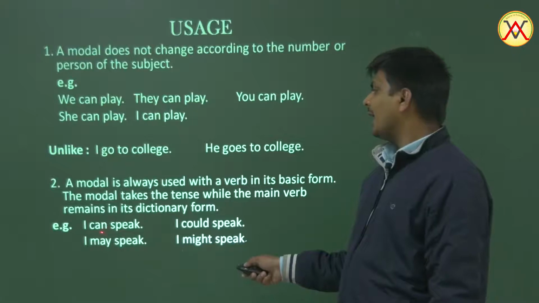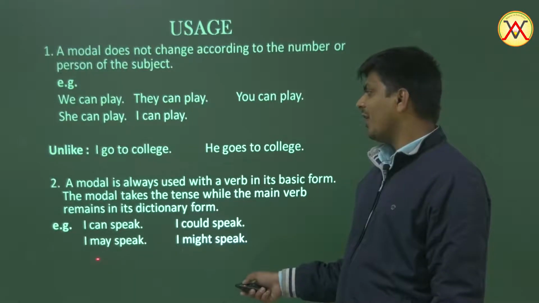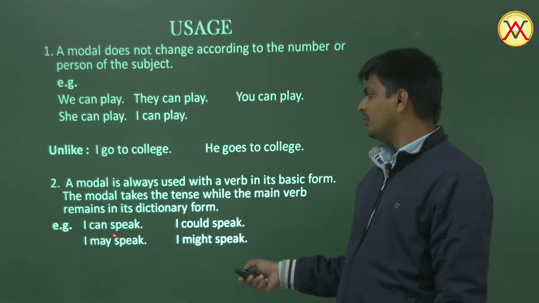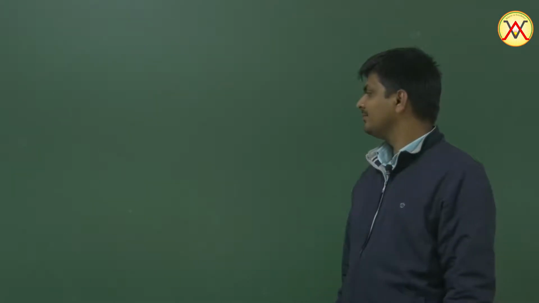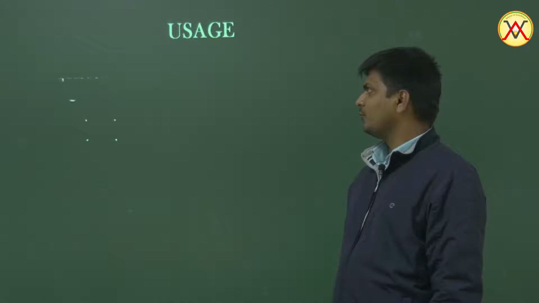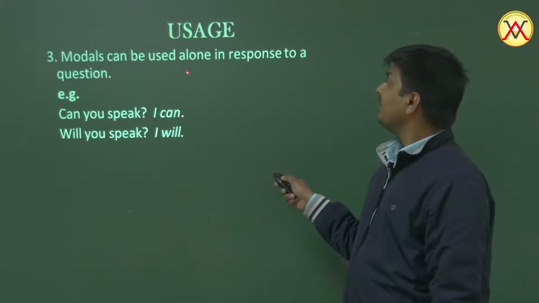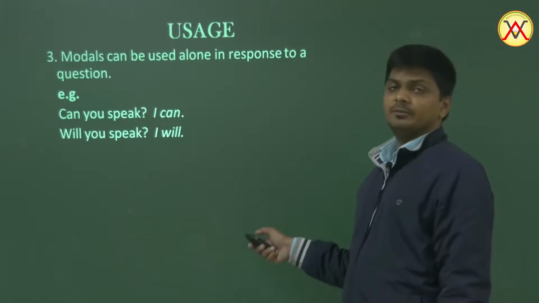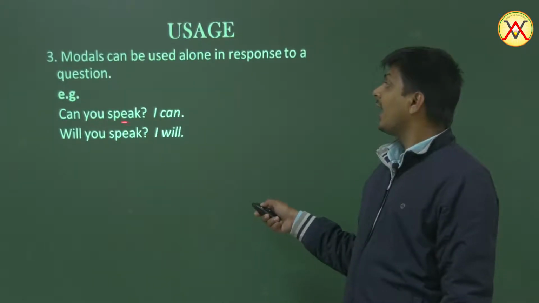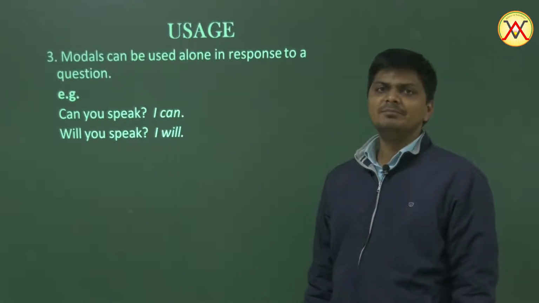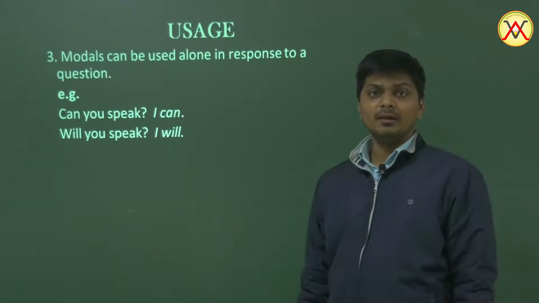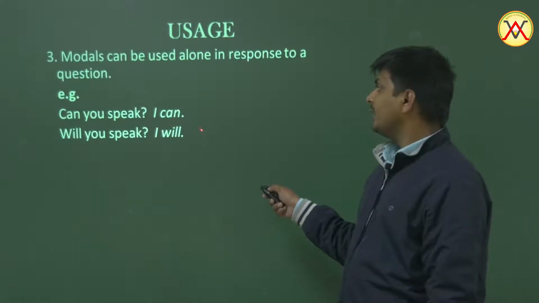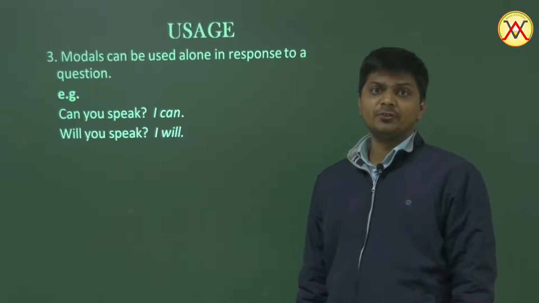We don't say I can spoke. We can't say I may spoke. No. So can would become could, may would become might. Next one. Modals can be used alone in response to a question. For example, can you speak? Yeah, I can. Will you speak? Yes, I will. So we can use modals in short answers.